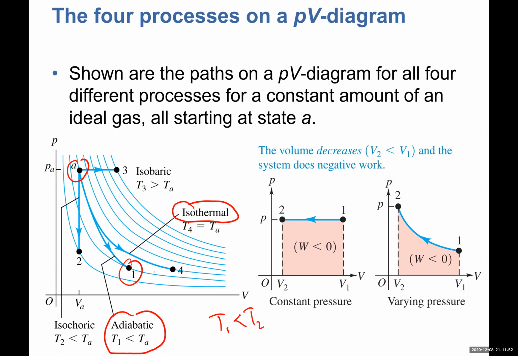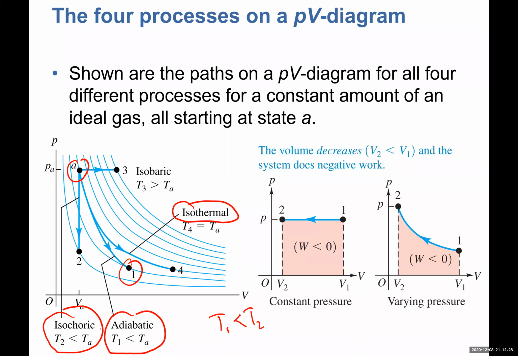Let's look at A to 2. You can see it's a vertical line. Going from A to 2, it's a vertical line. In this particular process, you can see that pressure decreases, temperature decreases, but volume remains constant. This is known as an isochoric process. You are decreasing the temperature because the temperature at point 2 is less than the temperature at point A. So we're decreasing the temperature and the pressure, but the volume remains constant. This is the isochoric process, a constant volume process.